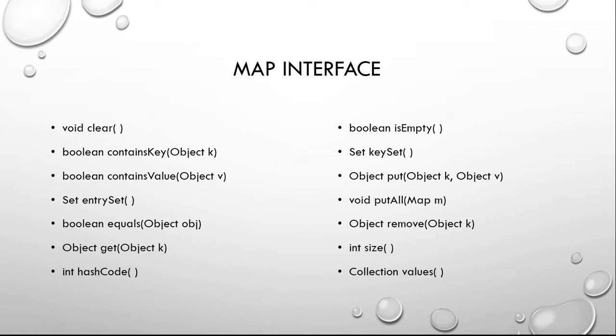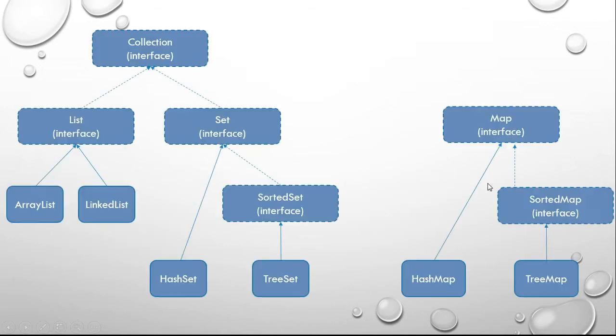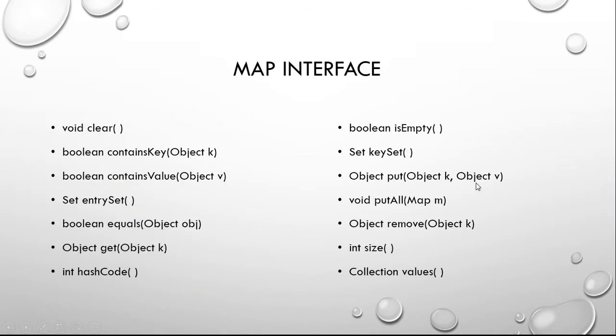Then we have the map interface. Basically we can do a put operation. These are the main operations that we have, that is the put operation, where we can insert a key and value pair, and we can insert multiple key value pairs using the putAll method, and similarly we can remove it. Let's go ahead and look at some examples to understand all these things better.